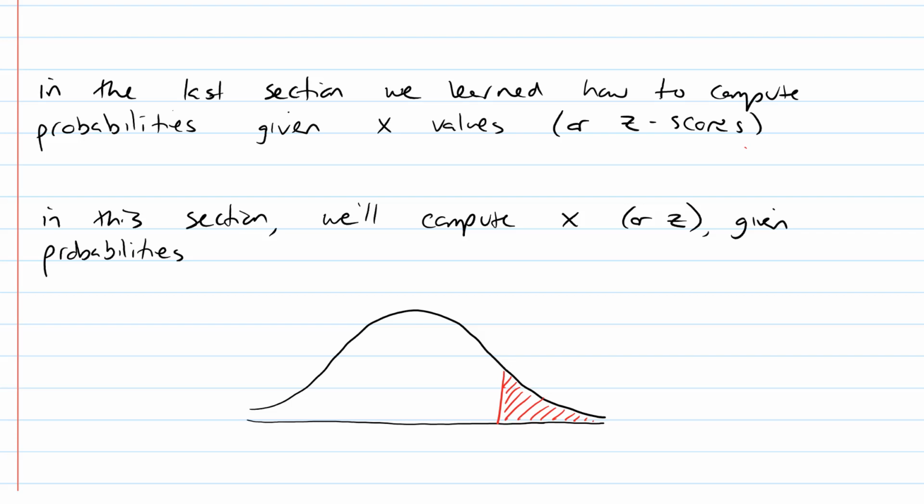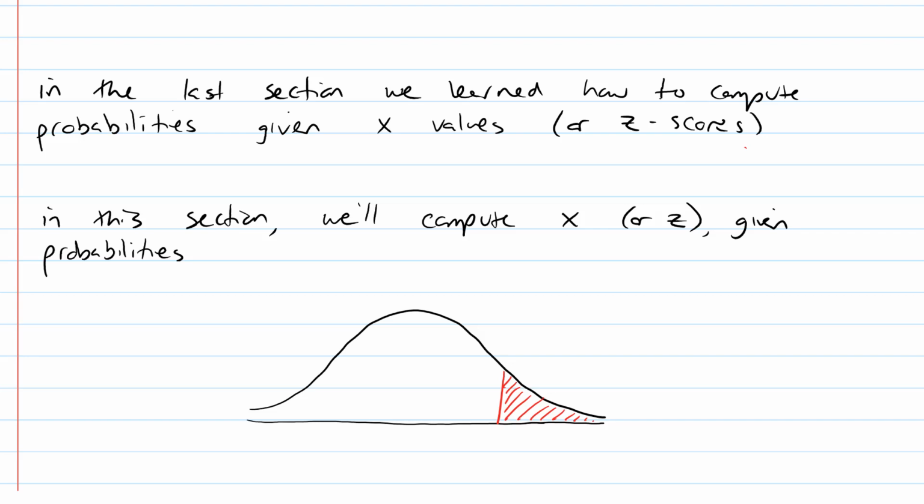Greetings everyone, and welcome to section 5.4, which is also on the standard normal distribution. Only this time we're going to be finding values from probabilities. So in the last section we learned how to compute probabilities given x values, or z-scores. Z-score is equivalent to setting the mean to be 0 and the standard deviation to be 1. Remember that a z is a measure of how many standard deviations away from the mean that you are.